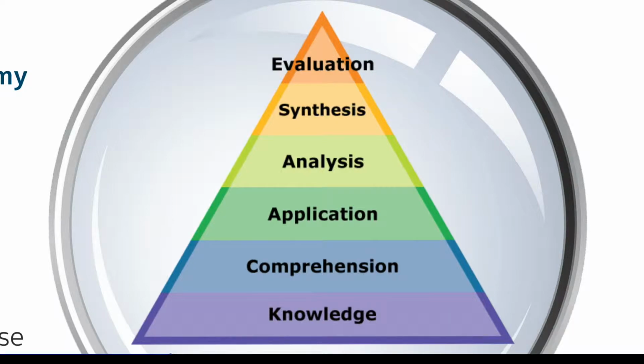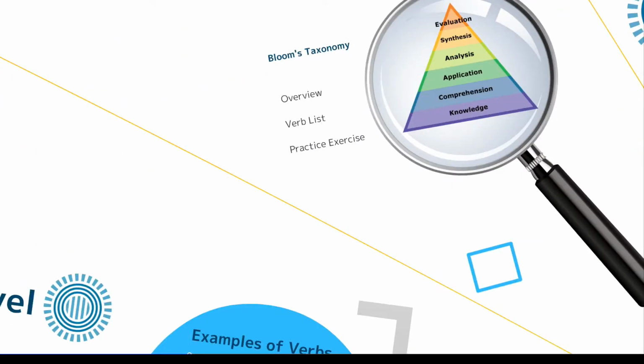Each level of Bloom's taxonomy builds upon the ones below it. For instance, if a learner demonstrates understanding at the analysis level, it can be assumed that the learner can also demonstrate knowledge, comprehension, and application level understanding of the content.